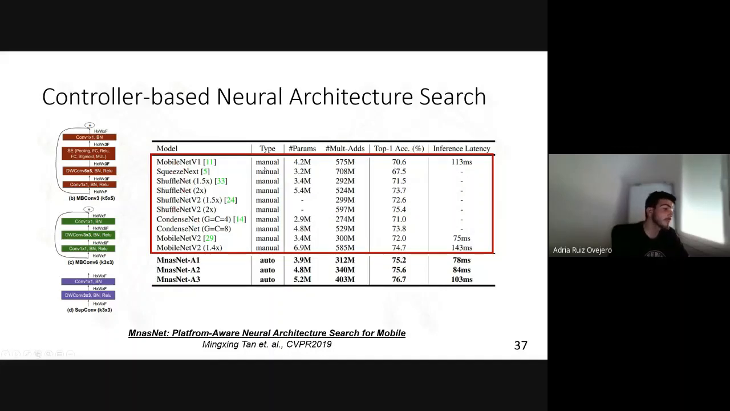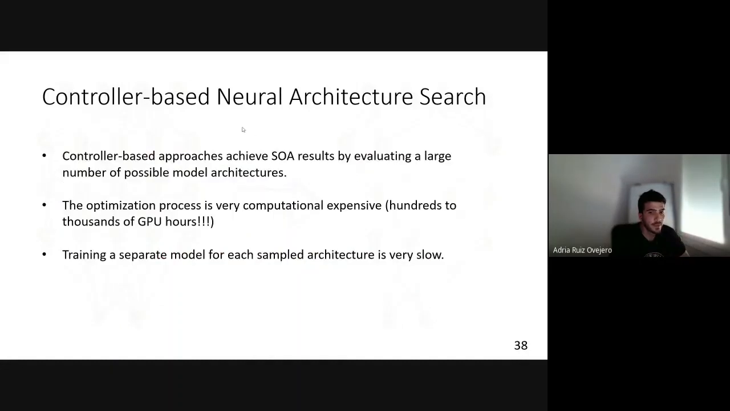So it seems that neural architecture search is a really good approach to solve our problem of finding computationally efficient deep neural networks. It achieves state-of-the-art results, but the problem is that the optimization process of the architectures is very computationally expensive. Typically it requires hundreds to thousands of GPU hours to do this kind of architecture search optimization.